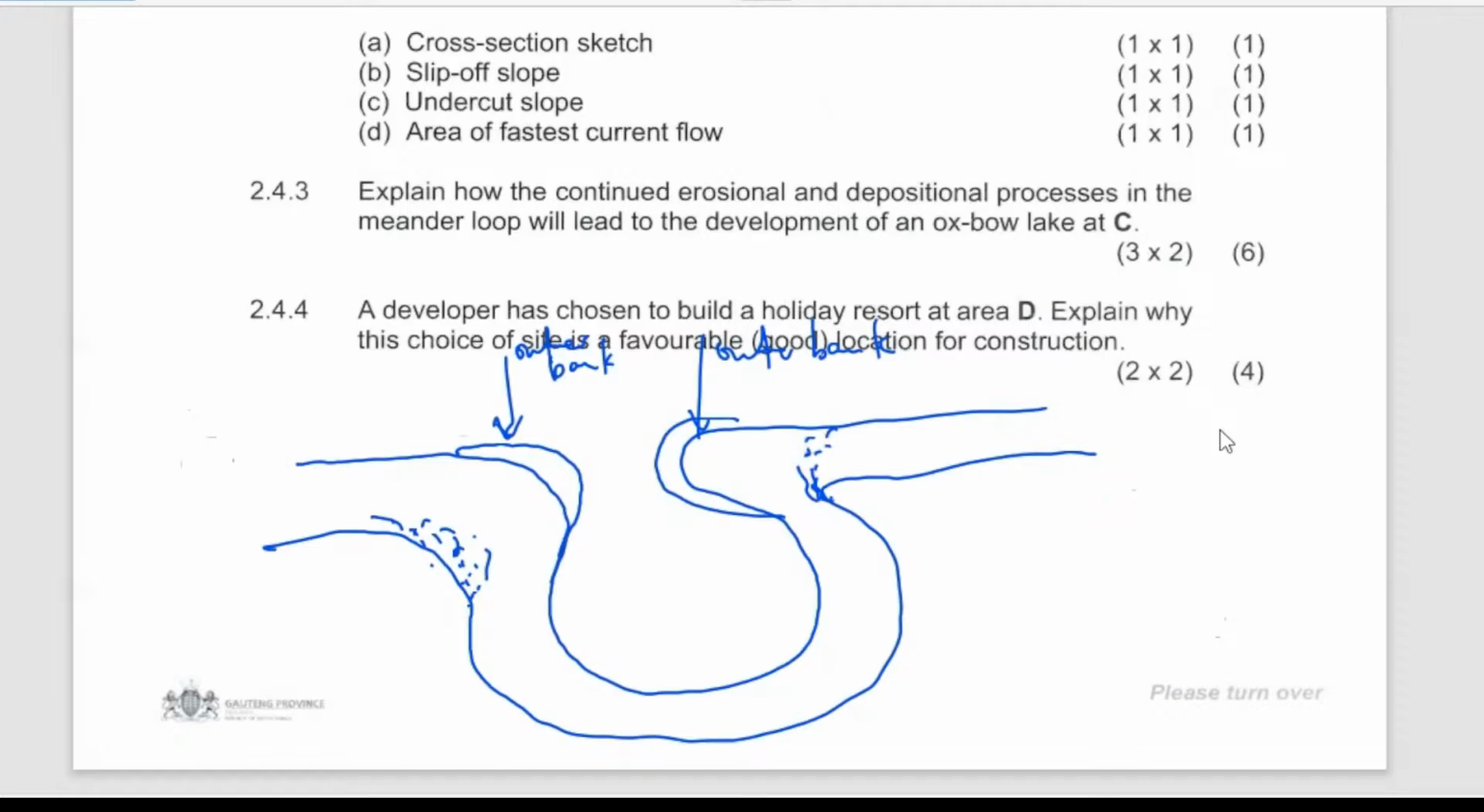So we are seeing that our stream channel is gradually migrating in this direction, and also is gradually migrating in that direction. So with continued migration of the stream channel because of erosion on the outer bank and deposition on the inner bank here, we tend to find that the meander loop becomes narrower and narrower. It narrows gradually until the cycles of erosion will ultimately manage to get to each other.